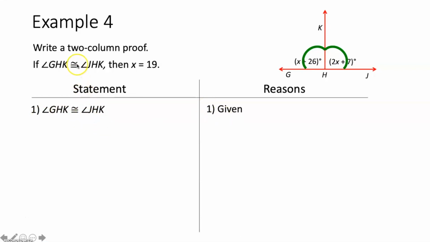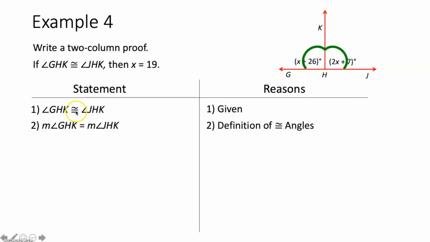Next, notice I start with a congruent sign, but I need to go to an equal sign. Here's how this works. Anytime you go from a congruent sign to an equal sign, or an equal sign to a congruent sign, you're going to write definition of congruent and then whatever your figure is. So here they are angles. So this is going to be the definition of congruent angles. So instead of writing angle GHK is congruent to angle JHK, we're going to write the measure of angle GHK is equal to the measure of angle JHK. And that, again, is by the definition of congruent angles.